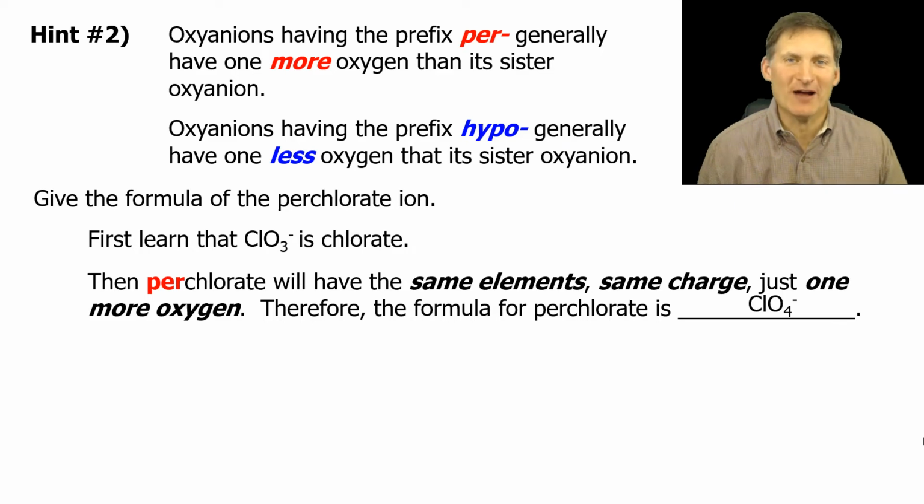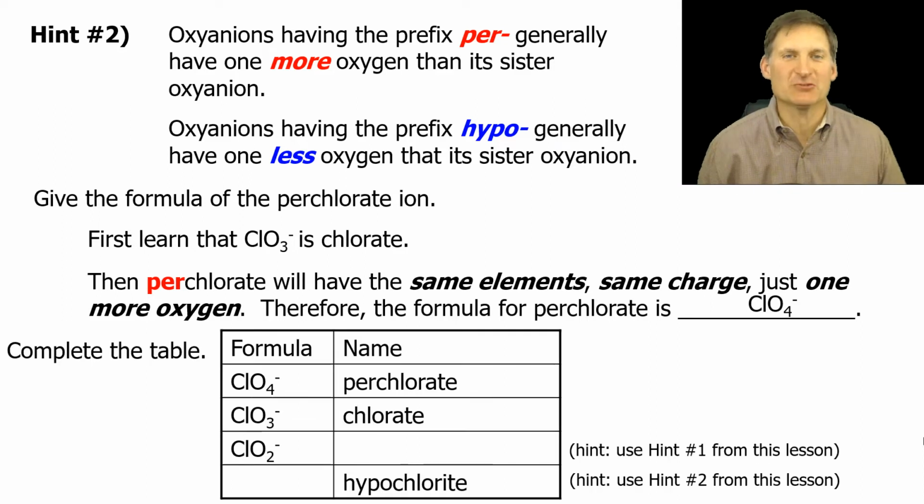It needs one more oxygen than chlorate, so it's ClO4 -1. Next question. Fill in the blanks in the last two rows of this table. Try to do it without looking back at your list of polyatomic ions. Just use the hints. Stop the video now.